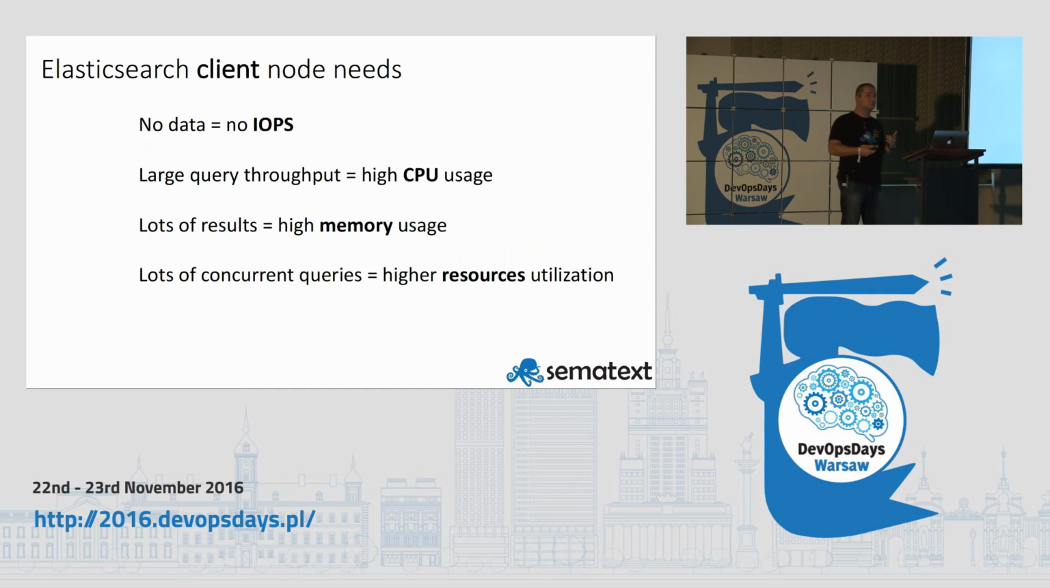A few more things about the needs of each of the nodes. The client nodes are, of course, the ones that will be utilized, but they do not contain any data, so we do not need fast disks there. We need a bit of CPU. The more CPU, the higher the throughput of the queries is, and we will need memory, because again, the more documents you send through the client nodes and the more queries you send, the more resources will be utilized.